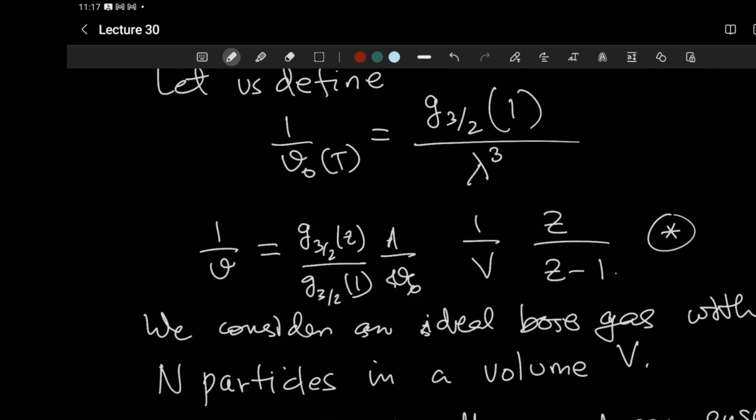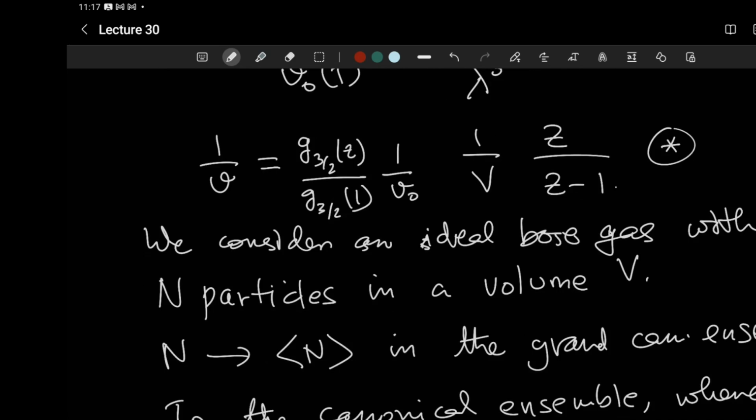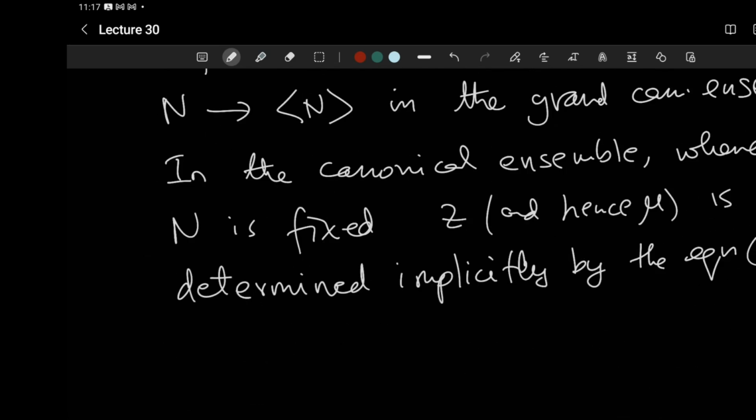Again. Now it is okay, right? Because there is no Z. Is this fine? Okay. Star or the other equation.